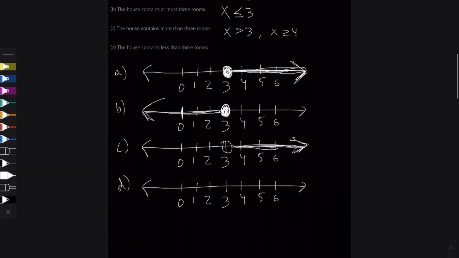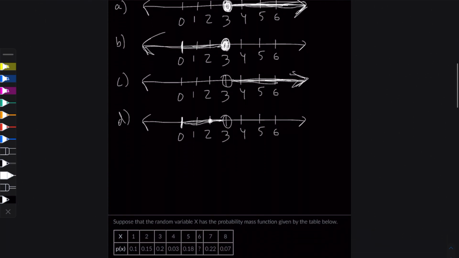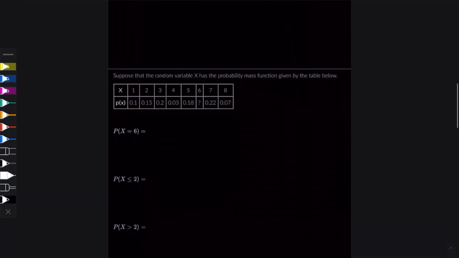Okay, so for D, again, we'll draw a circle at 3. It says the house contains less than 3 rooms. And so less than 3 means everything this way. And again, we have to stop at 0 because a house cannot contain less than 0 rooms. And since it's less than 3, that means we're not going to fill in this circle. So that is x is less than 3, or like we did in the last one, x is less than or equal to 2. So we moved over 1 and then just said less than or equal to because it's a discrete variable. Okay. Next problem.